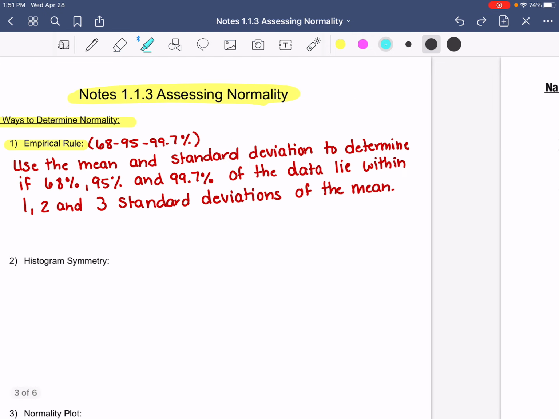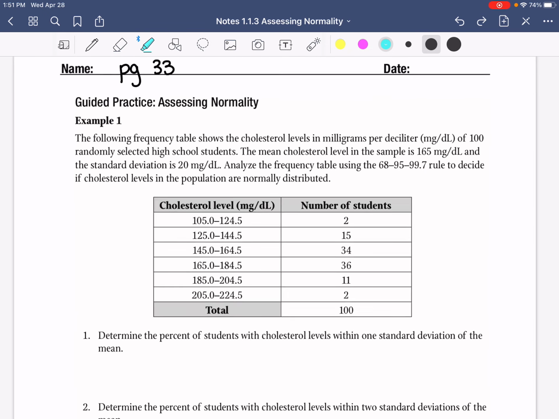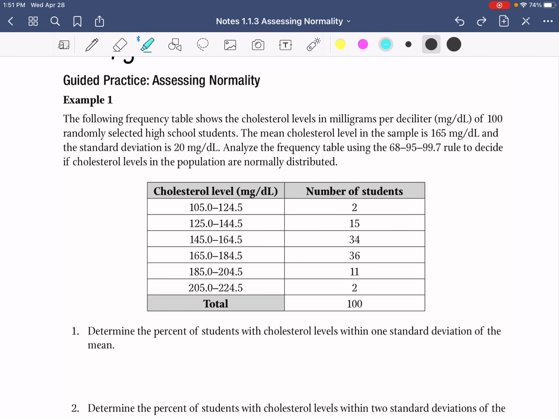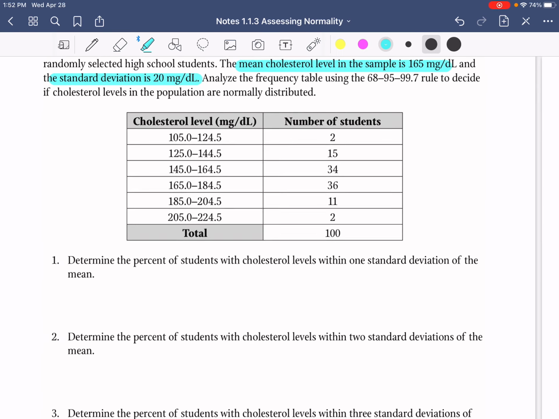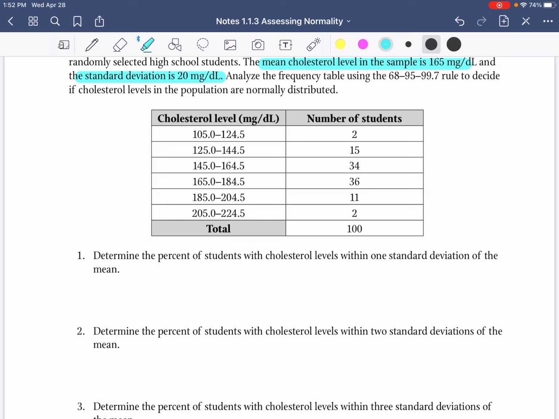So the example we're going to look at is in our workbook on page 33. Example number 1 says, the following frequency table shows the cholesterol levels in milligrams per deciliter of 100 randomly selected high school students. The mean cholesterol level of the sample is 165. So the mean is 165 and standard deviation is 20. Analyze the frequency table using the 68, 95, 99.7 rule to decide if cholesterol levels in the population are normally distributed. All right, so what we're going to do is determine the percent of students within one standard deviation of the mean.